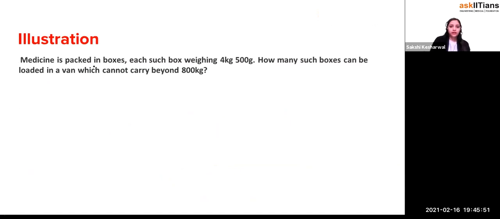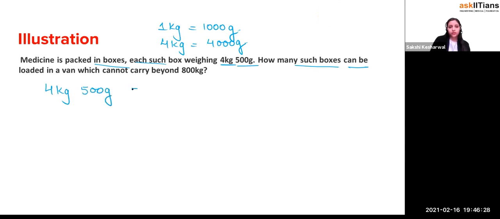Now, medicine is packed in each box, and each box weighs 4 kg 500 grams. How many such boxes can be loaded in a van without going beyond 800 kgs, right? So what do you have over here? First we know that 1 kg is equals to 1000 grams, right? So 4 kg is equals to 4,000 grams, and then 500 grams. So I can write this as 4,000 grams plus 500 grams, which is equals to 4,500 grams, right?